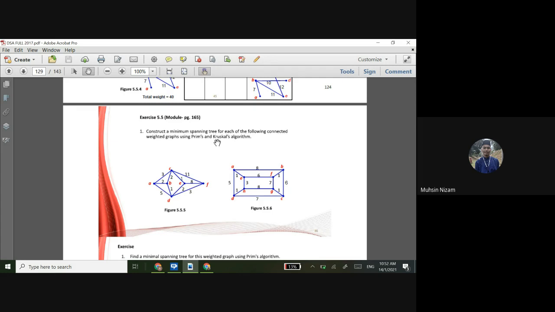5.5.5 sama juga konsep, ialah kamu nak start dengan yang mana? For both Prim and Kruskal, you always start with the edges which give the smallest weight. But right now, soalan dia ialah, you have two, CE and BD. Which one can you choose? You can choose either one. Tak ada masalah. So ada yang nak mula dengan CE pun tak apa.